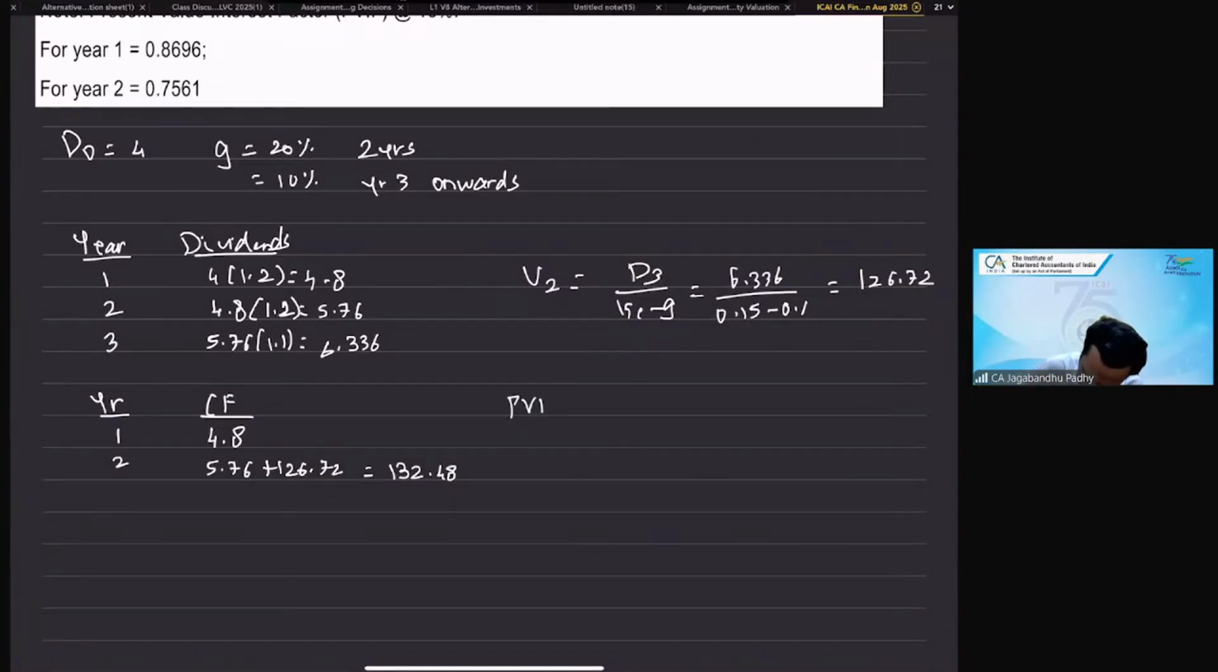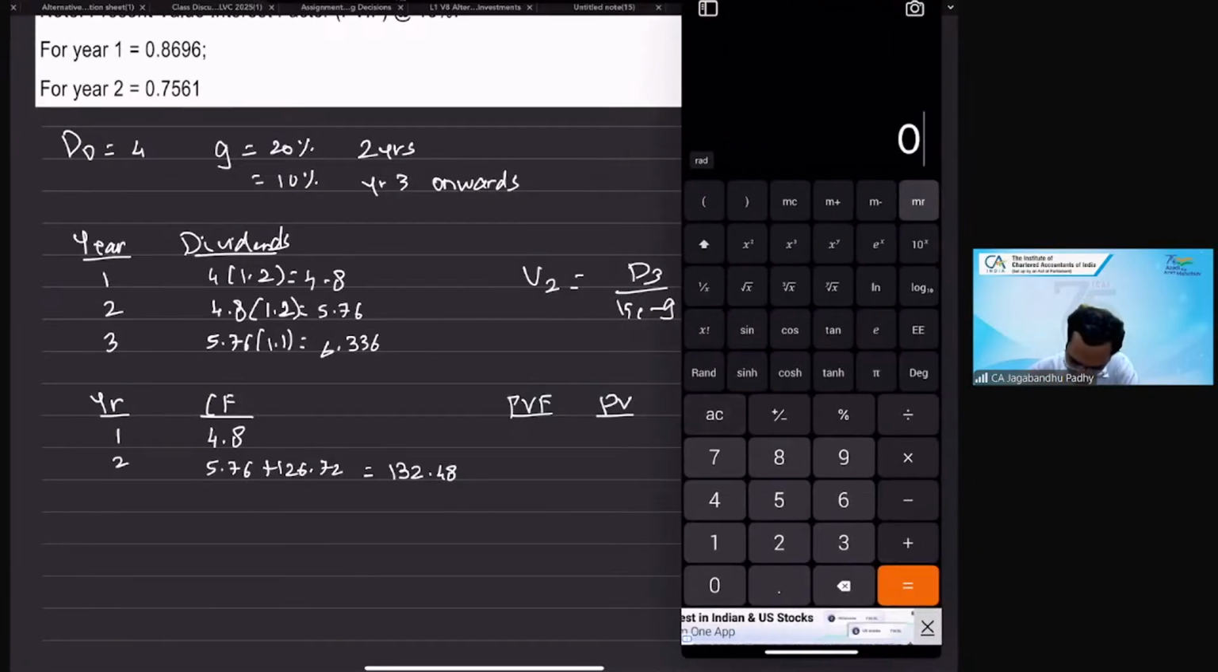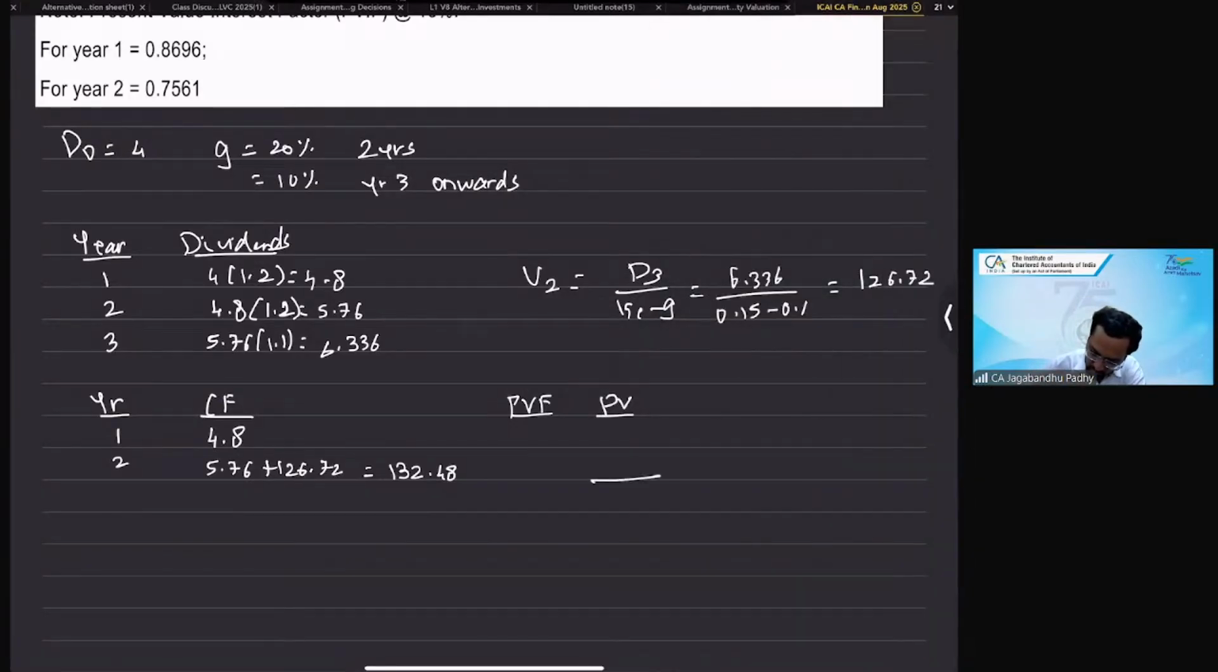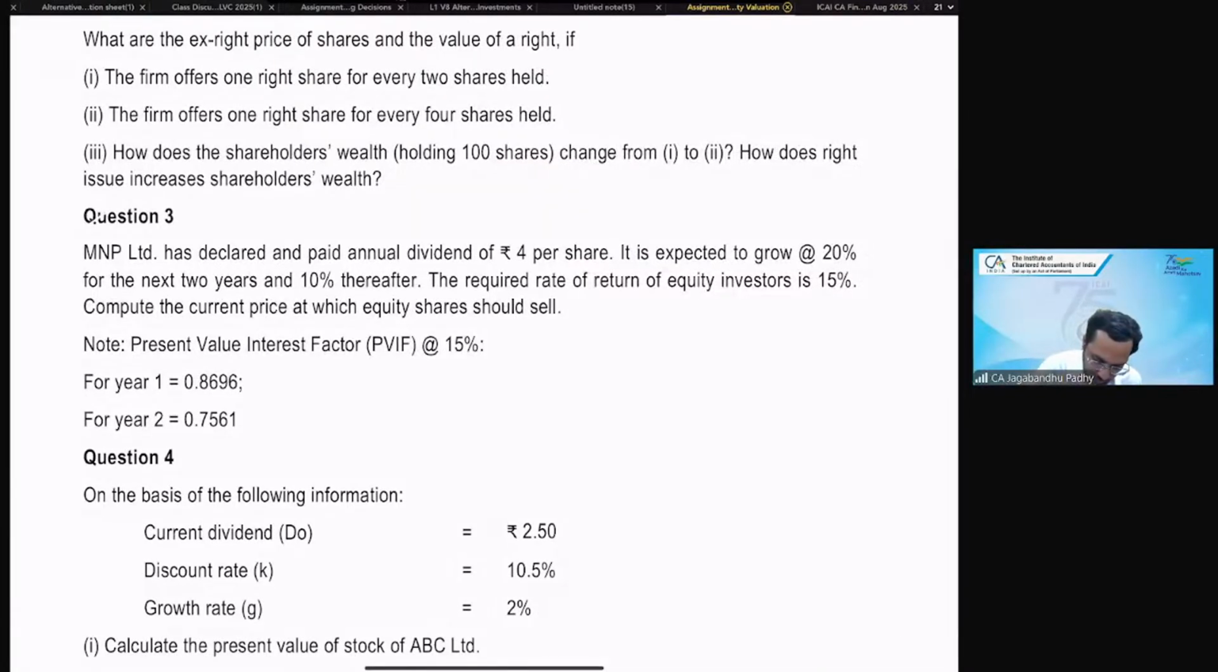Then we take the present value factor and the present value. So if we take a total of it, this works out to be how much, guys? 104.35, the value of the share. Yes, sir. Okay, so we are done with this question 13.